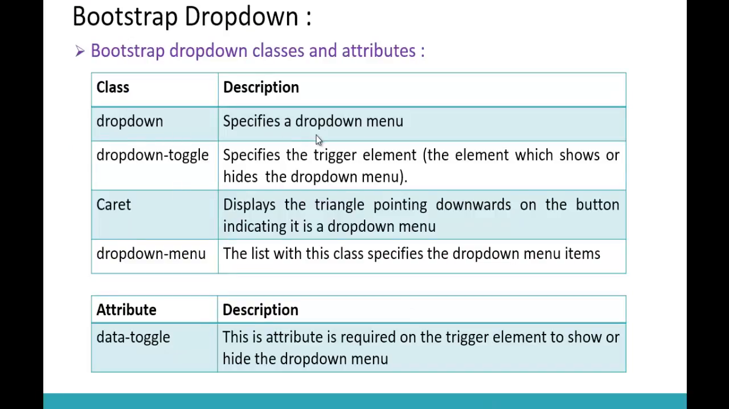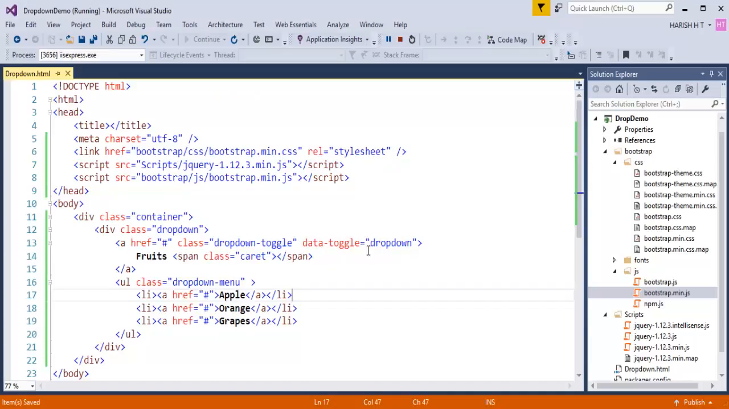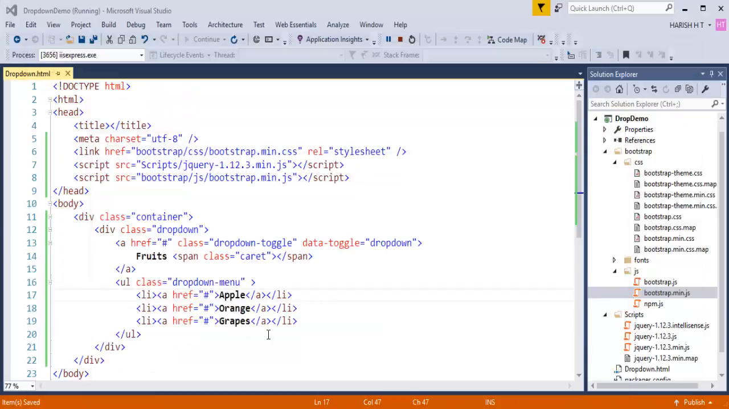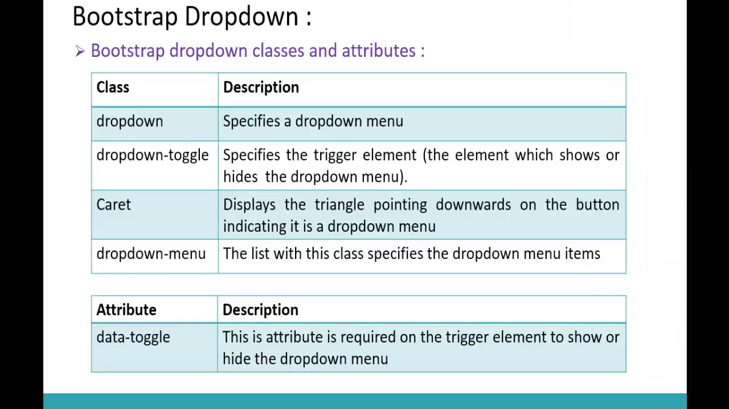We achieved this dropdown with the help of all these classes: dropdown-toggle, caret, dropdown-menu, and also the attribute called data-toggle, whose value is set to dropdown. We got this downward pointing triangle with the help of the class caret. The dropdown-menu is used to show the list of items, and this entire div element is of dropdown type. That's what we learned in this session, how to create a dropdown list.